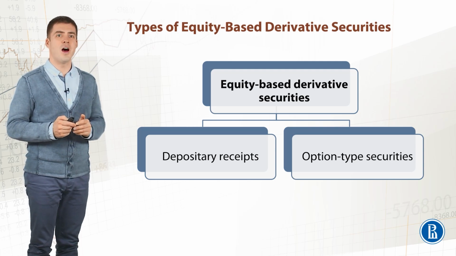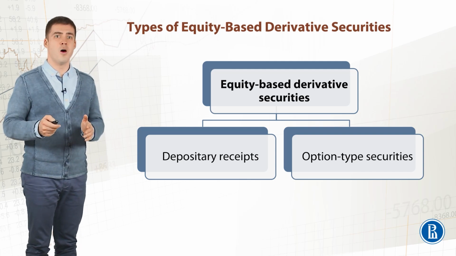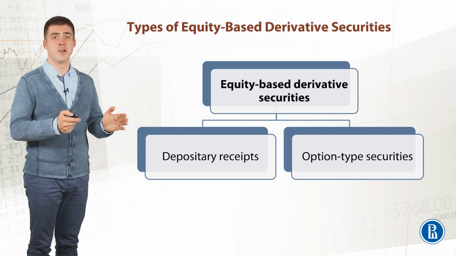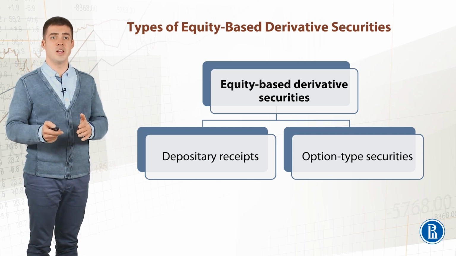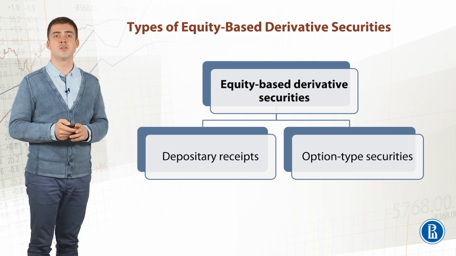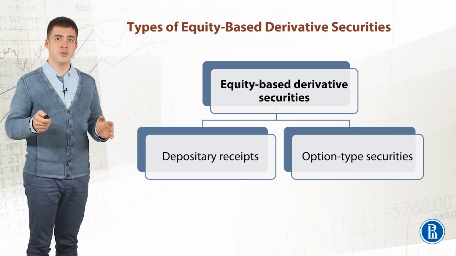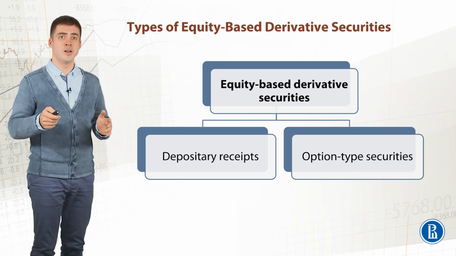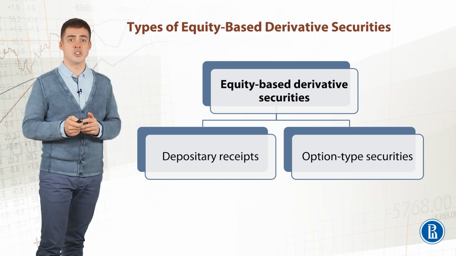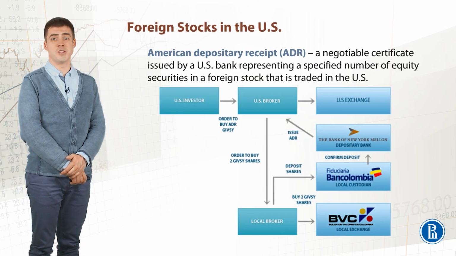Depository receipts are the certificates that represent the ownership of the security which is issued under a foreign legislation and is deposited in an overseas depository. On the other hand, option-type securities act as call options, providing the holder with the opportunity to make a trade with the company's equity at the predetermined conditions. Let's start with depository receipts.